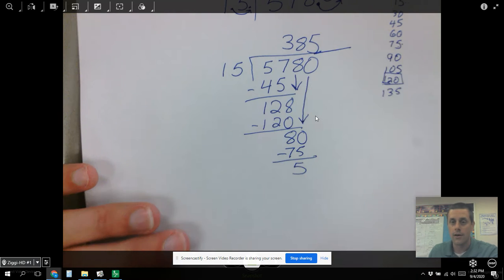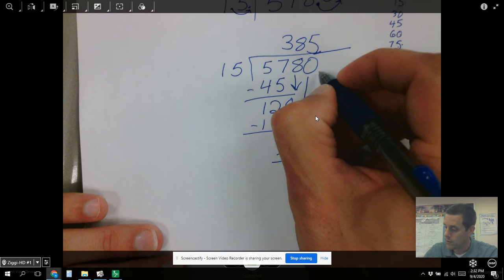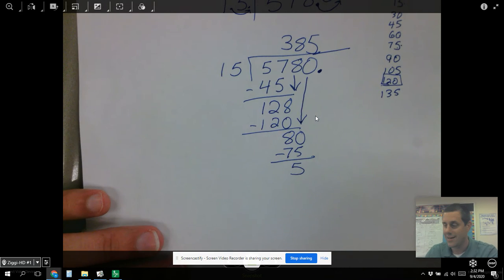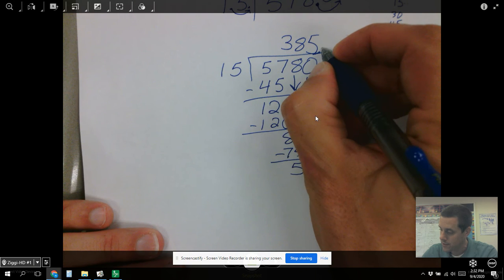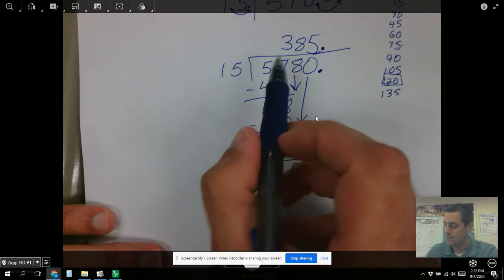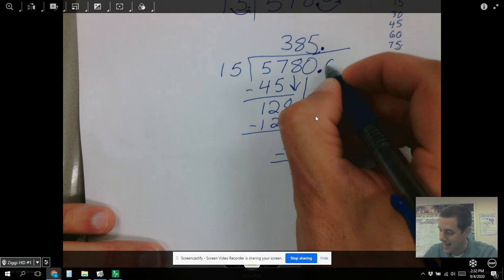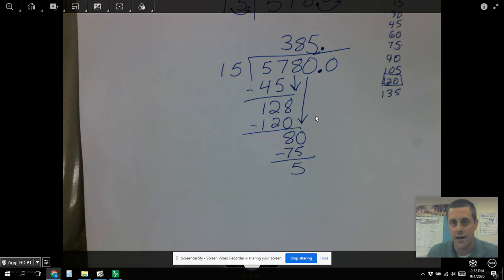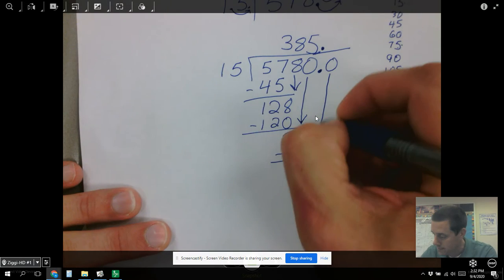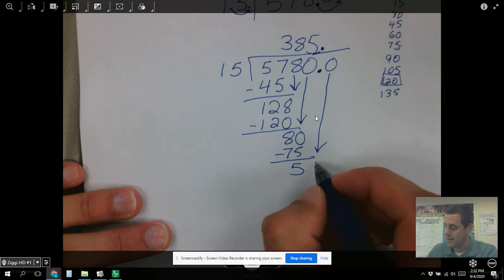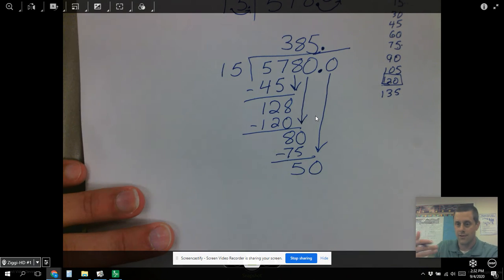So what we're going to do, up in our dividend. Remember we moved this decimal point behind the 0? That's where it's still at. So move your decimal point up into your quotient. So we have 385 point something. And because I added that decimal point, I can add another 0 that will not change the value of my dividend, and I can drop it into my long division and continue the division loop.